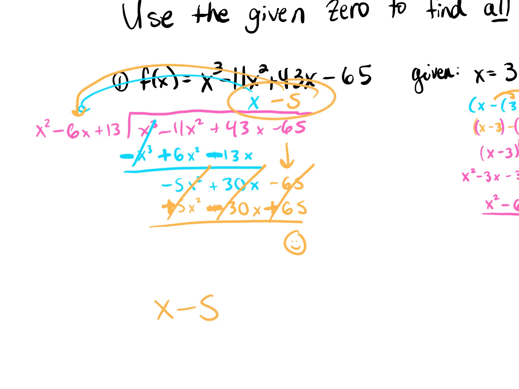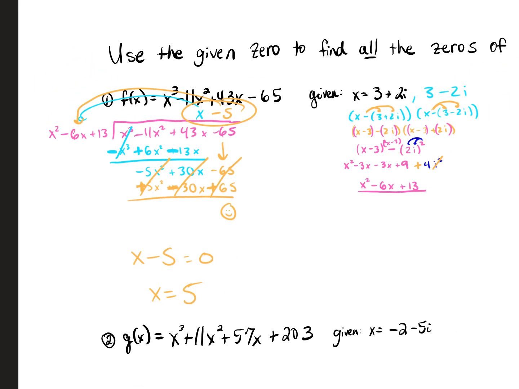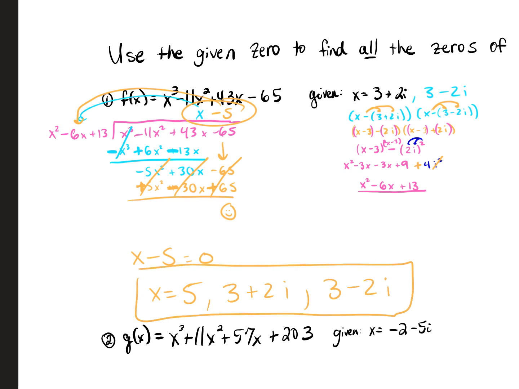So how would I find the missing 0? Equal it to 0. So my other 0 is x is equal to 5. So I have x is equal to 5, 3 plus 2i, and 3 minus 2i. On WebAssign, it says list all the zeros, and I think it specifically says even the included one, or even the one that was given. So when you put it into WebAssign, you would probably put it like this. I think it wants it in the commas too.